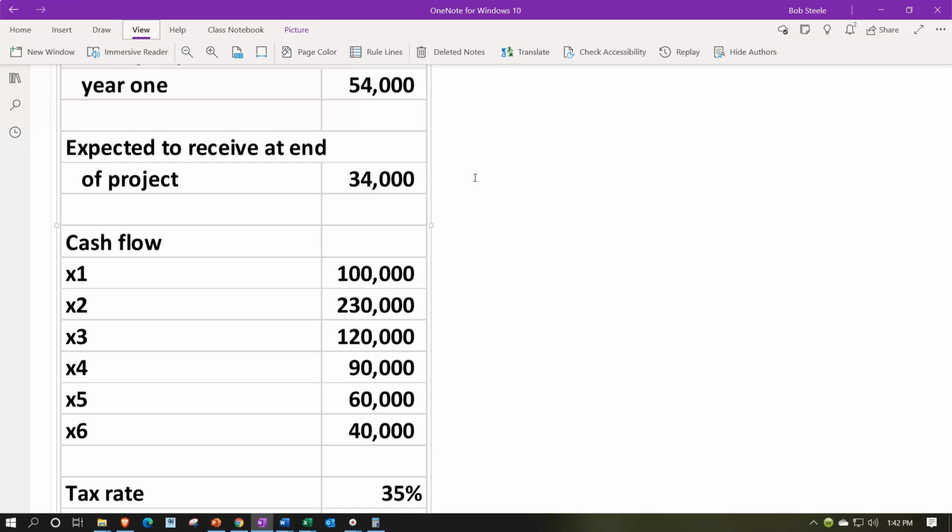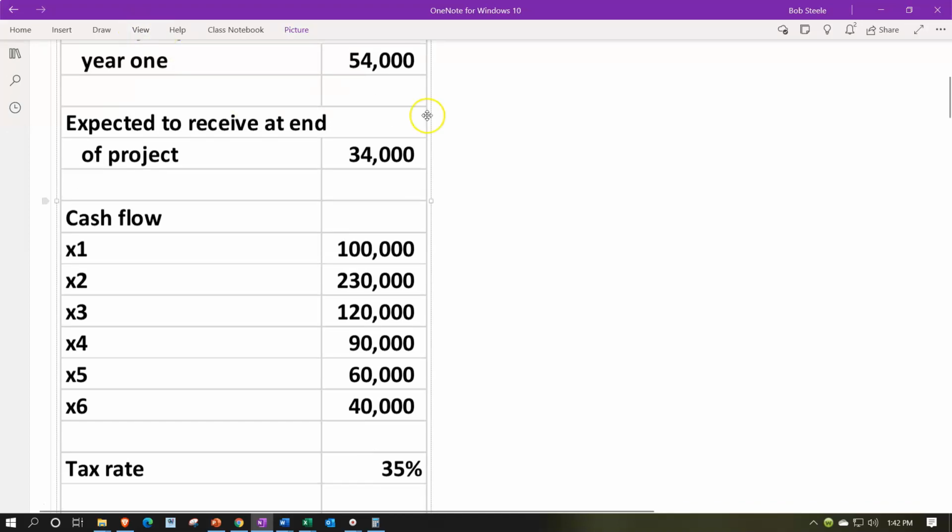As we look at these long-term projects, we are on a cash basis so that we can think about the present value of the cash flow. That's going to be our strategy for the decision-making process.